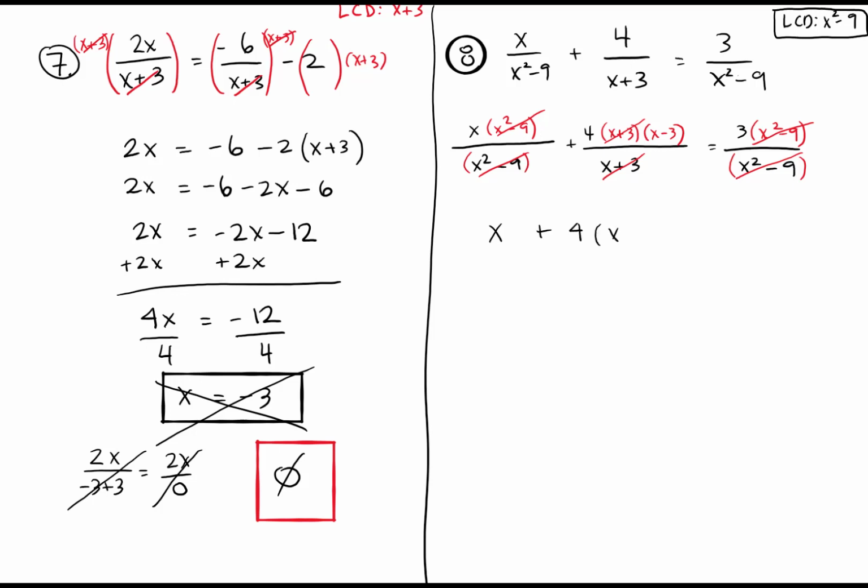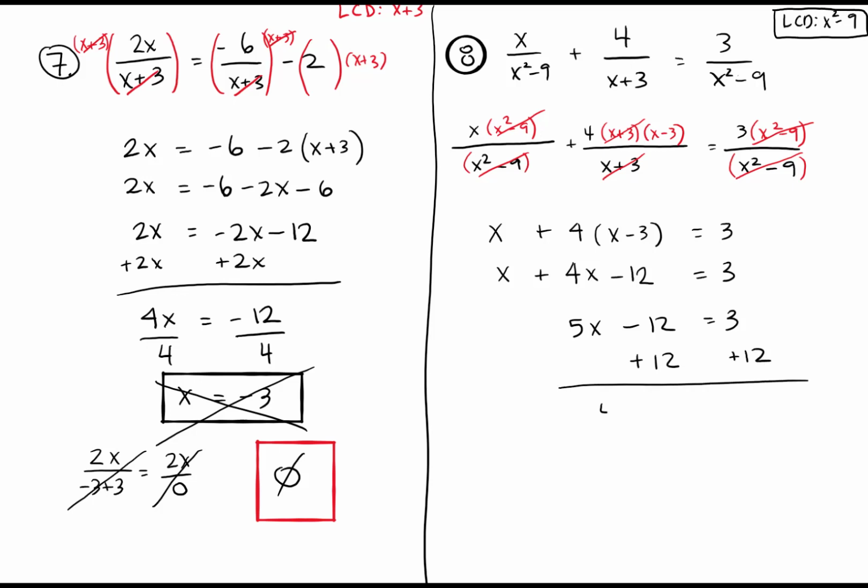I do have to do some multiplying out. We'll do it on our next step. Just want to clean it up and make it look nicer. The x plus 4x minus 12 is equal to 3. Now combining like terms, we're going to get 5x minus 12 is equal to 3. We're going to add 12 to both sides to move this constant away from the variable. I'm going to get 5x is equal to 15. And so dividing both sides by 5, I get x equals 3.